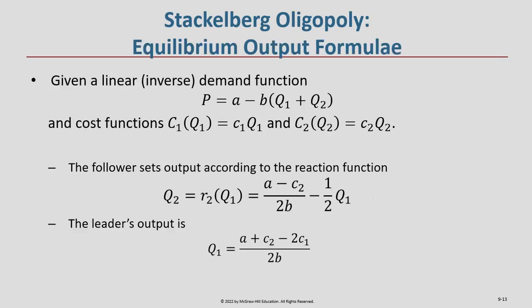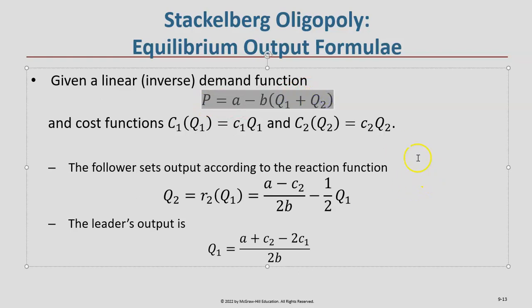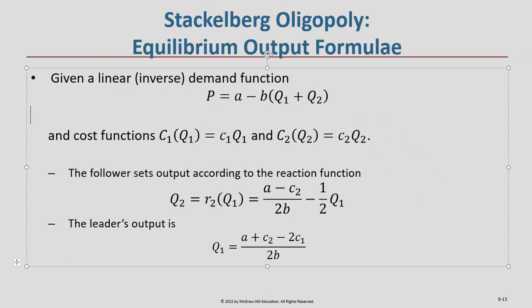So again, we'll start with the linear inverse demand function. And again, we've got these simple cost functions, which are just straight lines from the origin. Let's say we're in a duopolistic market. We have a duopoly, just two firms. And so the follower has this Cournot reaction function, and that's going to lead to the leader's output.